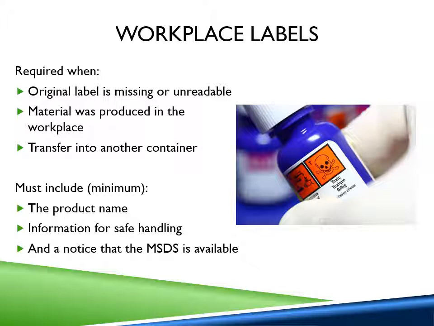There need only be a minimum of 3 pieces of information on a workplace label: the product name or identifier, information for the safe handling of the product, and a notice that the MSDS is available. As stated, the 3 required pieces of information are indeed a minimum requirement. Workplaces have the opportunity to provide as much information in addition to the requirements as they choose.